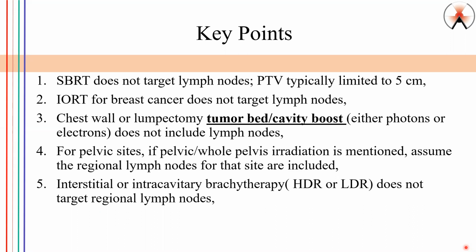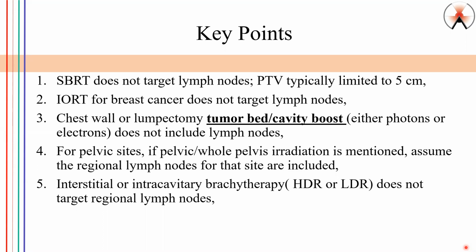IORT, this is another easy one. You are also targeting a much smaller volume within the breast. It's partial breast. First of all, your primary treatment volume for IORT is going to be partial breast, 41. And because it is a much smaller volume, the lymph nodes are not irradiated. Okay, there you go with that one.